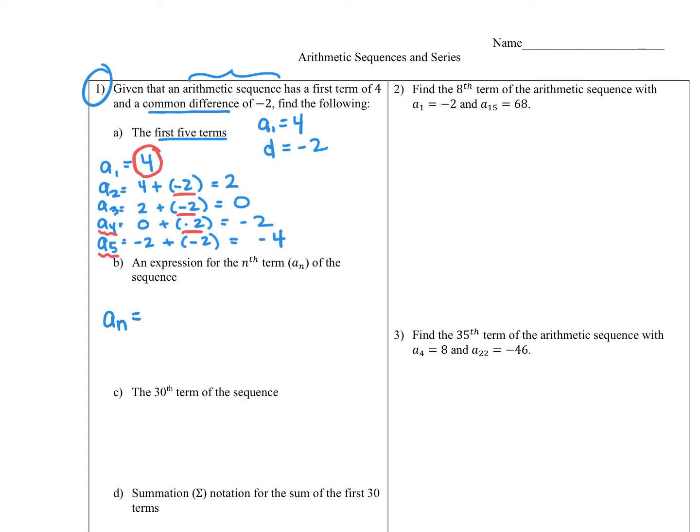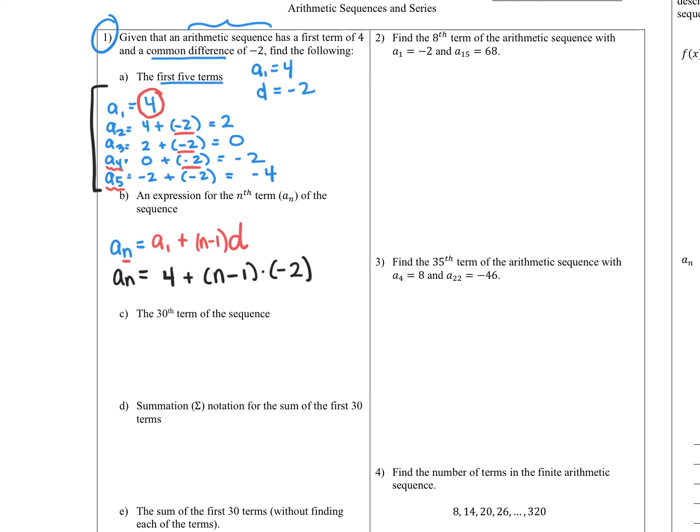So we know we want to take whatever the first guy is, and then we're going to add a whole bunch of whatever our common difference is. And it's always 1 less than where you're at. So for us, the nth term will be found by taking the first term, which is 4, plus n minus 1 times our common difference, which is -2. Now you could simplify that, but that would be a perfect expression there for our nth term.